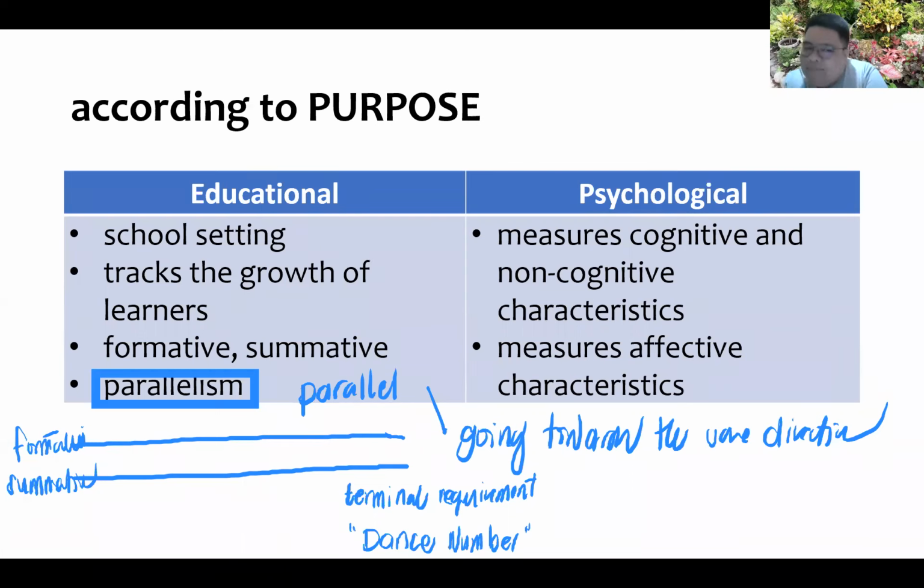How would I apply parallelism? When I say parallelism, I should also have a formative assessment that would help the student perform during the summative assessment. What is an example? If you notice in PE classes, they will say, okay, today is practice time. But when I say practice time, it is not a time for you to tell your students, okay, you go home and you practice. It's not like that.